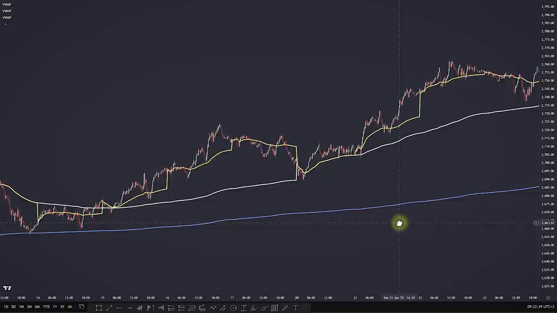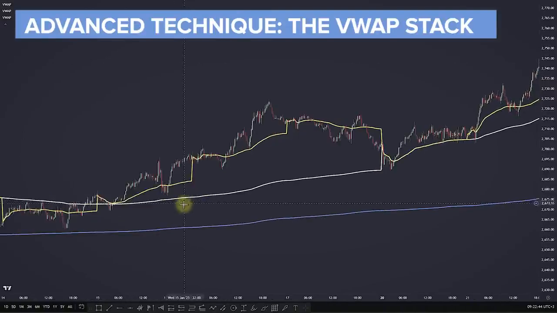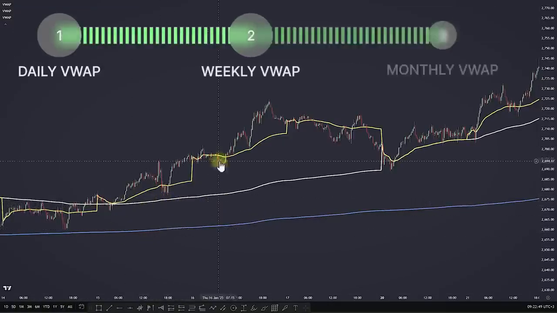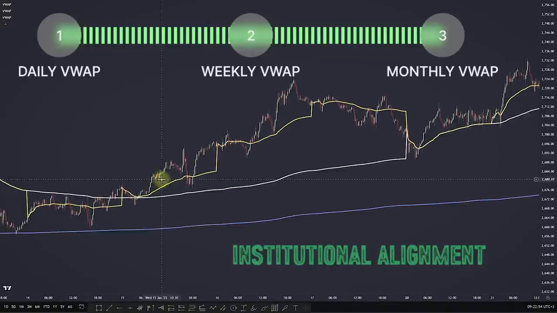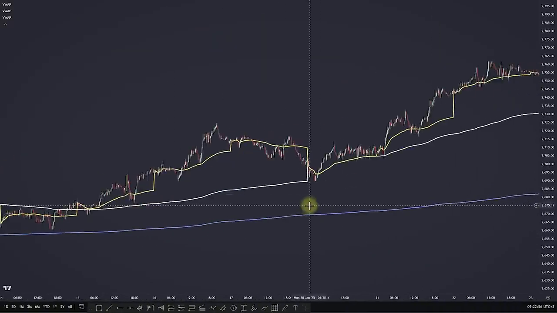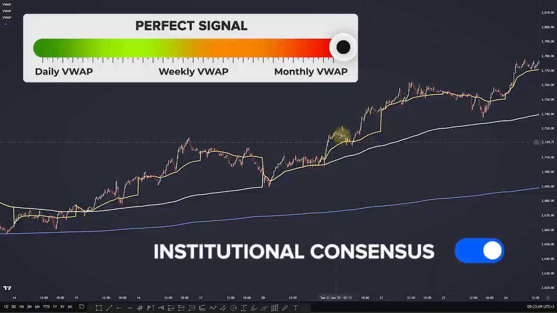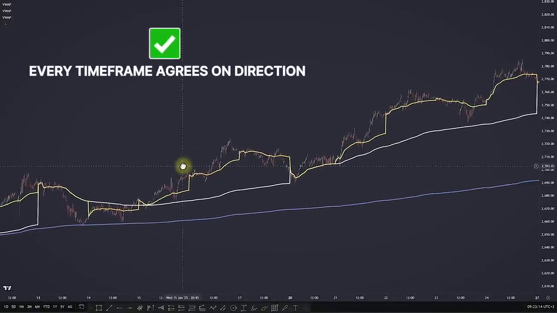Instead of guessing market direction, smart money uses the multi-time frame VWAP stack. When daily, weekly, and monthly VWAP all point in the same direction, you have institutional alignment. These create the most explosive moves. Watch for this pattern. When all 3 VWAPs are stacked bullishly, daily above weekly, above monthly, and price is above all 3, you have what we call institutional consensus. Every time frame of smart money agrees on direction.